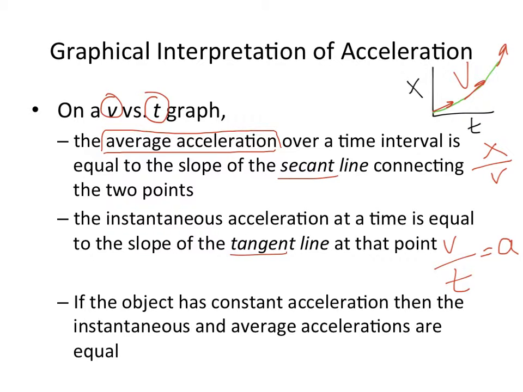If something has a constant acceleration, which we are only going to deal with, what this means is that the instantaneous, that is the tangent, here's a tangent right here, all right? The tangent of that line, and the average, so this is the secant line, are going to be the same thing. Let me show you a picture just to kind of illustrate this.